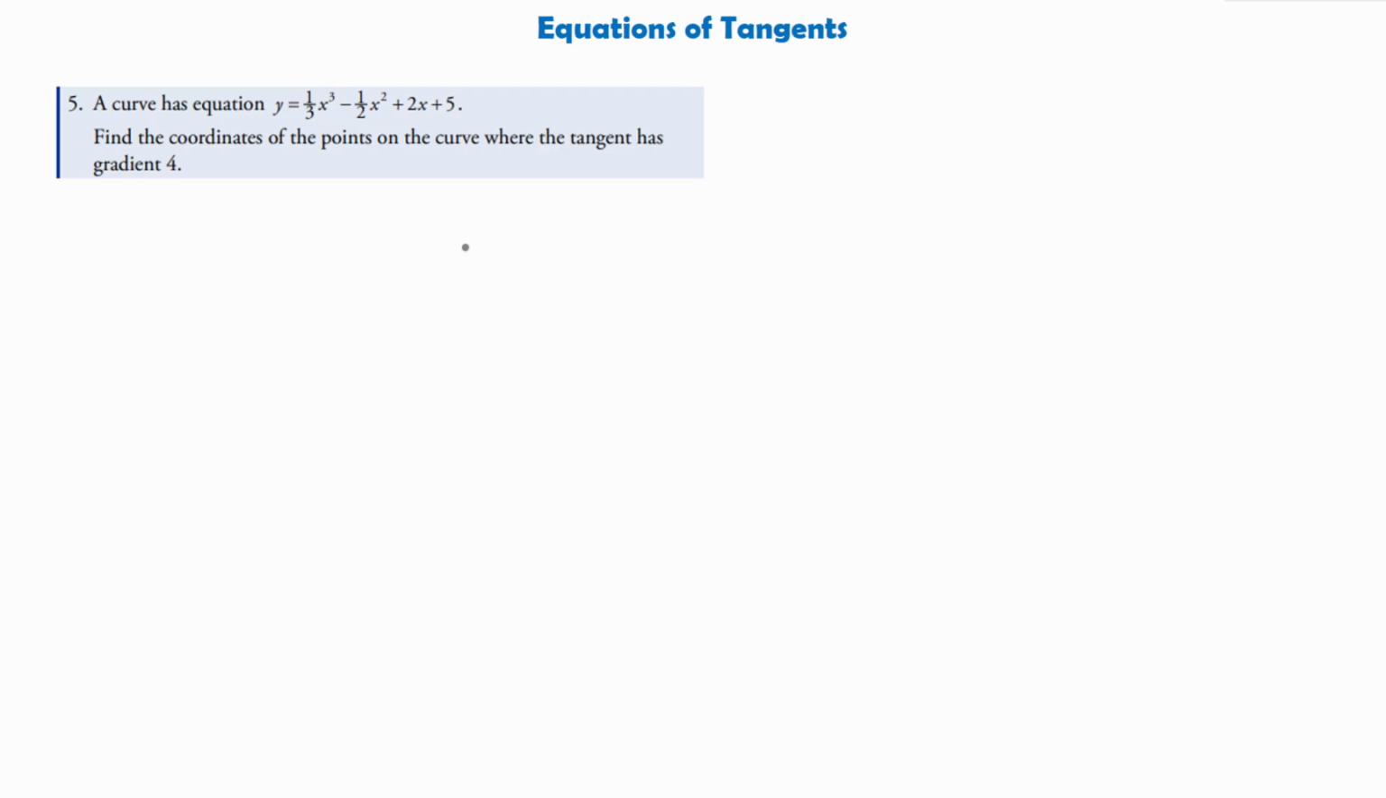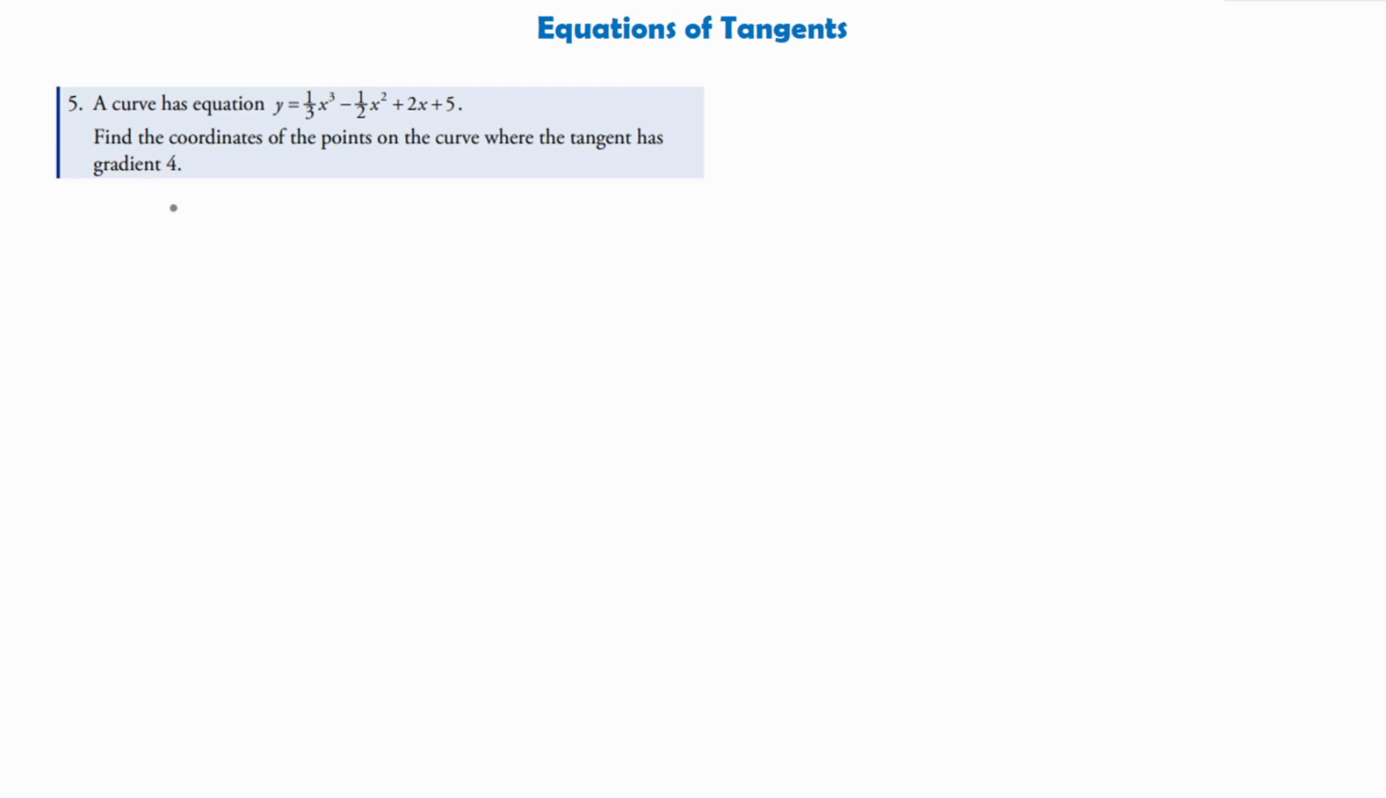So this is slightly different this time. We are not actually asked to find the equation of the tangent. We are asked to find the point on the curve where the tangent has gradient 4. So how do we do this? Well, we know that the derivative gives us the gradient of the tangent, correct?